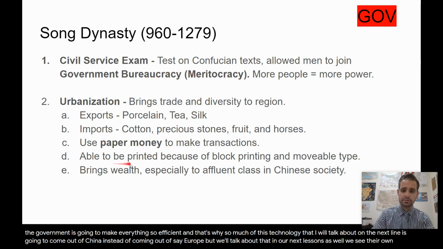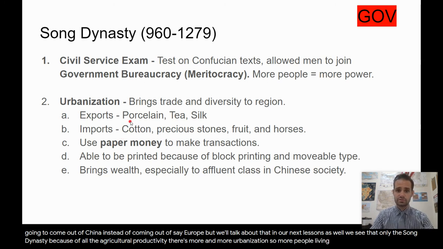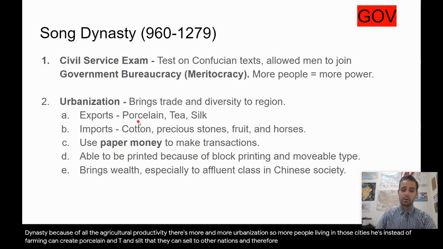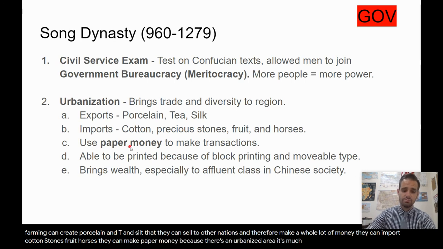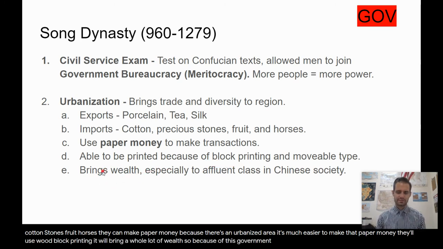We see that under the Song Dynasty, because of all the agricultural productivity, there's more and more urbanization. So more people living in those cities, instead of farming, can create porcelain and tea and silk that they can sell to other nations and therefore make a whole lot of money. They can import cotton, stones, fruit, horses. They can make paper money because there's an urbanized area. It's much easier to make that paper money. They'll use woodblock printing. It will bring a whole lot of wealth. So because of this government centralization, more and more wealth is coming into this society.